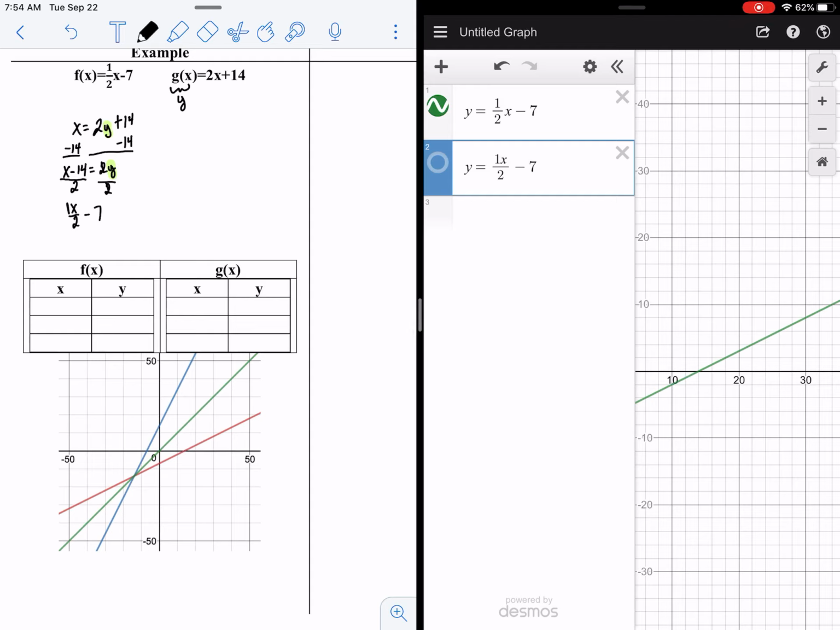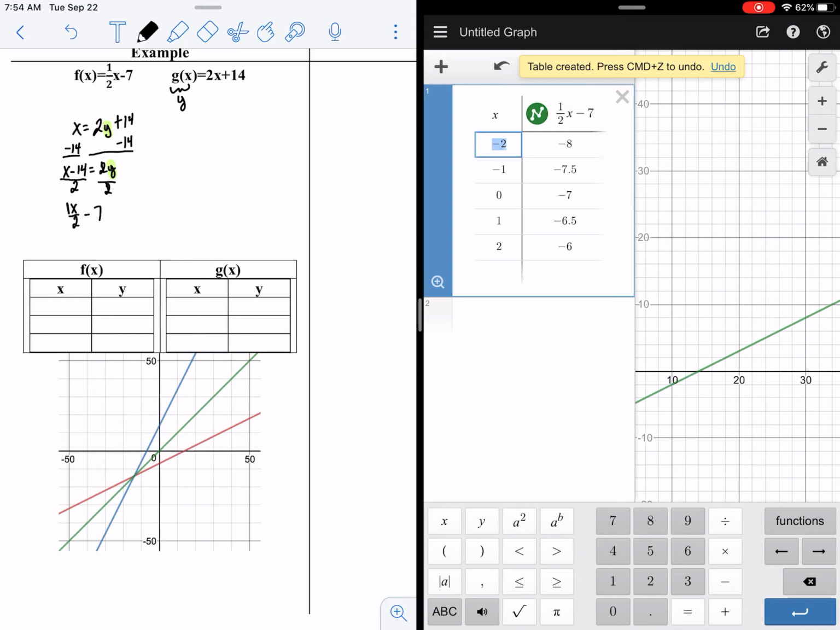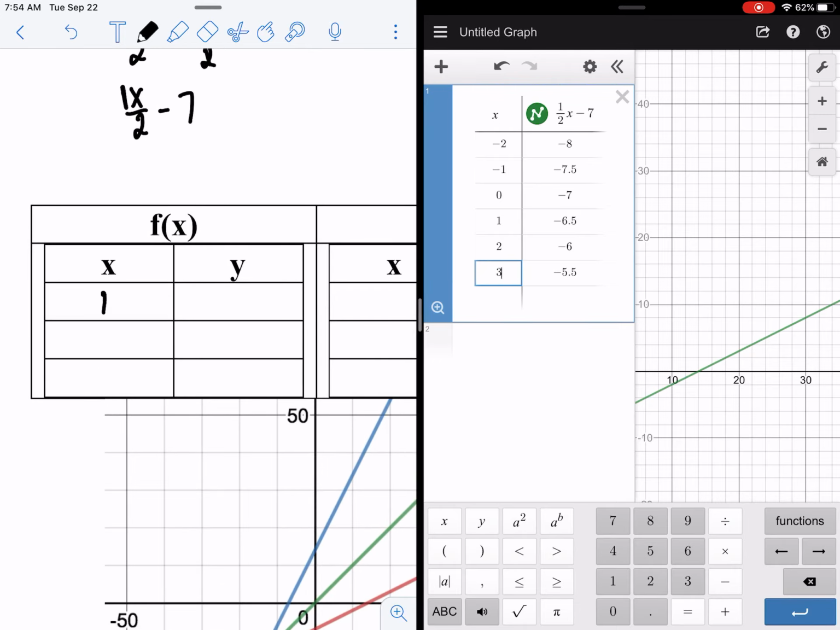Another way you can do this is by looking at a table. So you type in your f of x function and you pull up a table, right? 3 points are the magic numbers. I like positive numbers. So 1, 2, and 3. When x is 1, I get negative 6.5. When x is 2, I get negative 6. And when x is 3, I get negative 5.5.